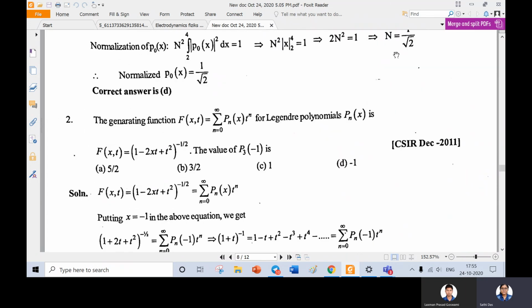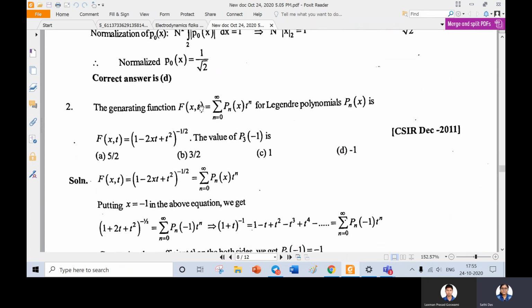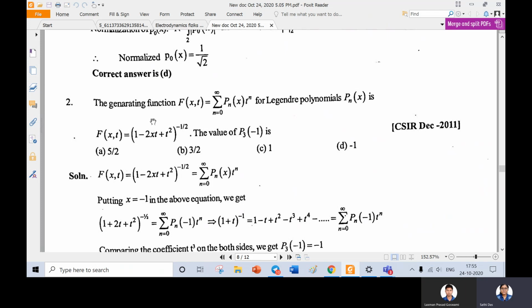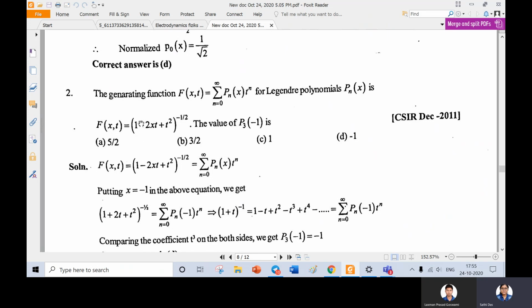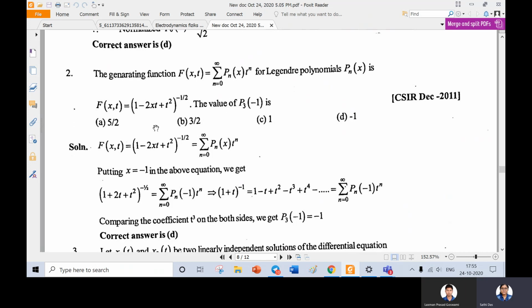Okay, hopefully you understand. Let's come to another question, and this question is very much important for CSIR-NET, TIFR and GATE, JEST examinations. So please understand this question. The question is: the generating function f(x,t) equals the sum of n equals 0 to infinity P_n(x) t to the power n for Legendre polynomials. This P_n(x) is defined by f(x,t) equals (1 minus 2xt plus t square) whole to the power minus half. The value of P3 at minus 1 is how much? That is 5 by 2, 3 by 2, 1 or minus 1.